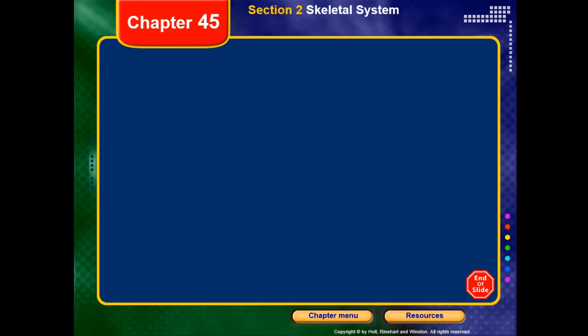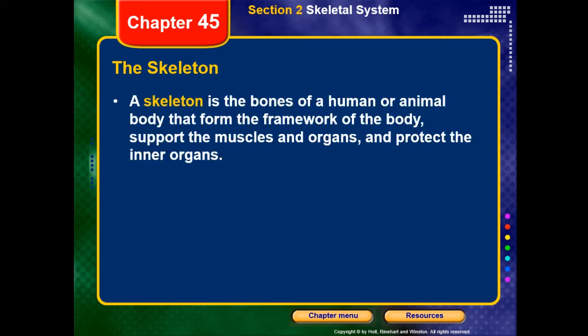Okay, let's proceed with our lesson. The skeleton. As we saw in the video, the skeleton is not just for a human, it's for all animals and other organisms. Now, the skeleton for us today, which is the human skeletal system.